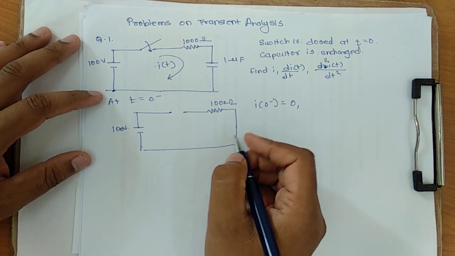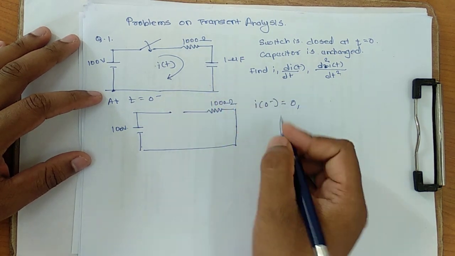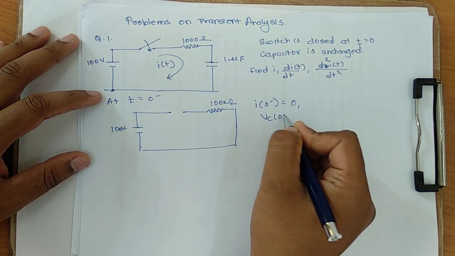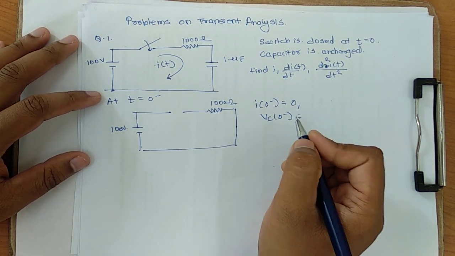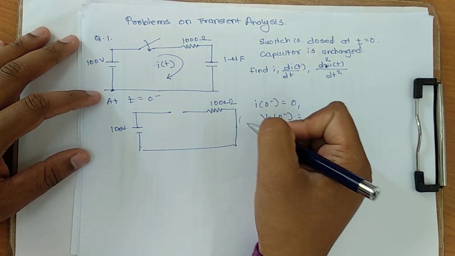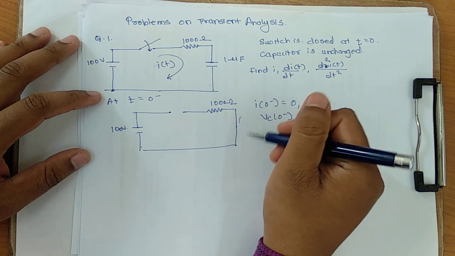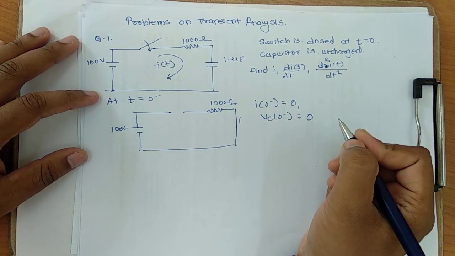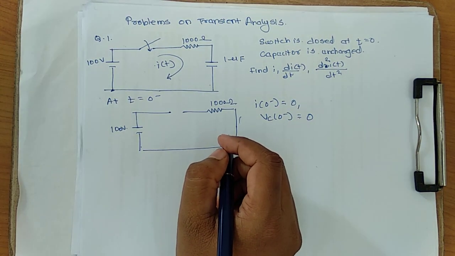Now the voltage across this capacitor, Vc of 0 minus. What will be Vc of 0 minus? It is short. If it is short, then what is the voltage created across the short? That is 0. So these are the previous conditions we have found out.